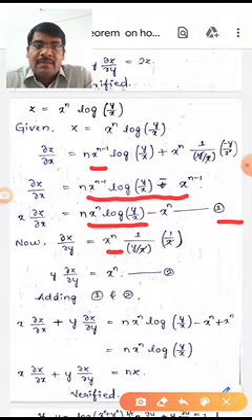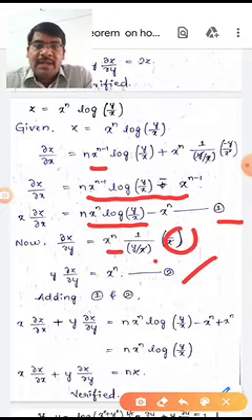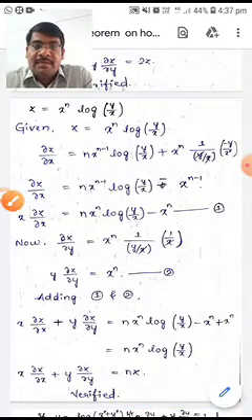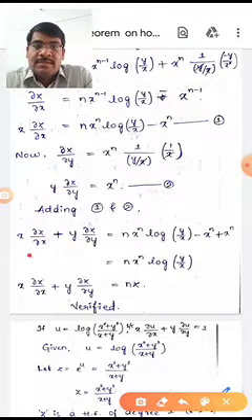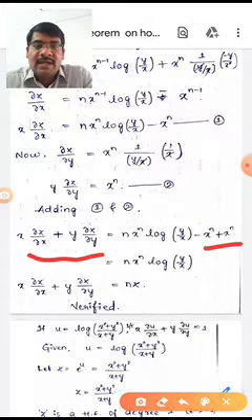Here, 1 by x is a constant, and the derivative of y is 1. Here we are getting this result. Multiplying on both sides by y, dou z by dou y is equal to x power n. Here this is 1, this is 2. Adding equations 1 and 2, we are getting x into dou z by dou x plus y into dou z by dou y is equal to this one. Here minus x power n plus x power n cancel, we are getting this.